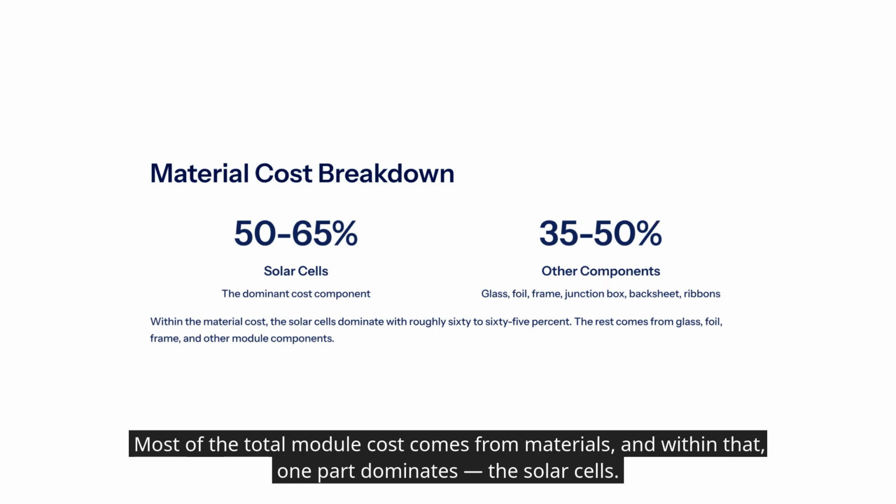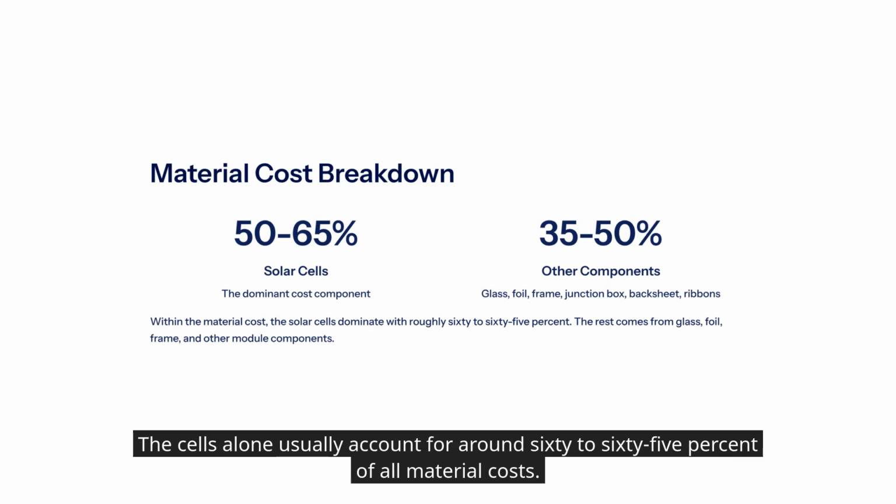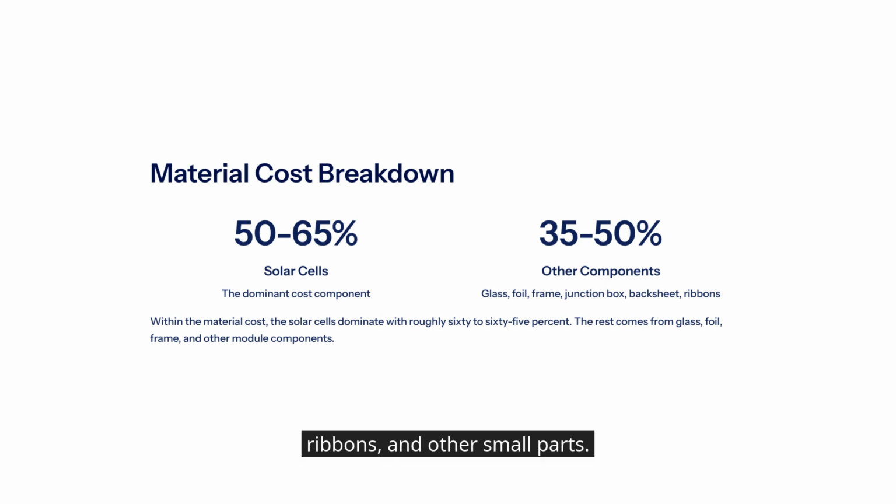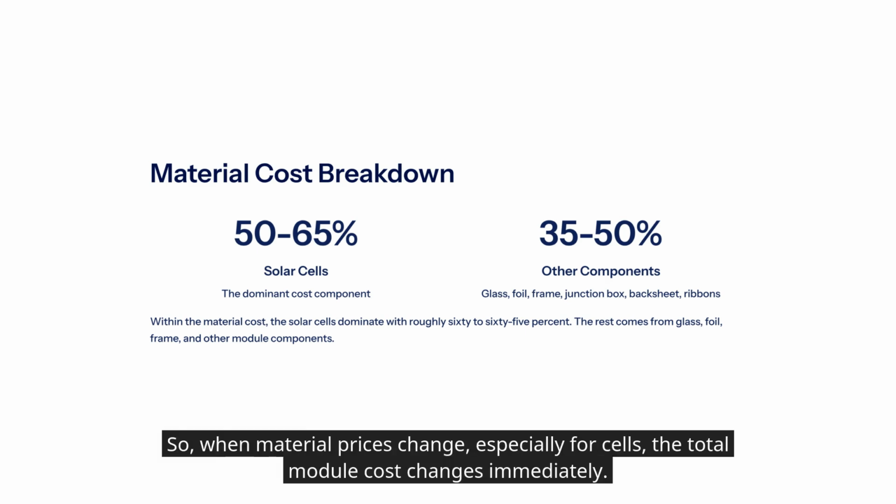Most of the total module cost comes from materials, and within that, one part dominates: the solar cells. The cells alone usually account for around 60 to 65% of all material costs. The remaining 35 to 40% come from glass, encapsulant, backsheet, frame, junction box, ribbons, and other small parts. So when material prices change, especially for cells, the total module cost changes immediately.